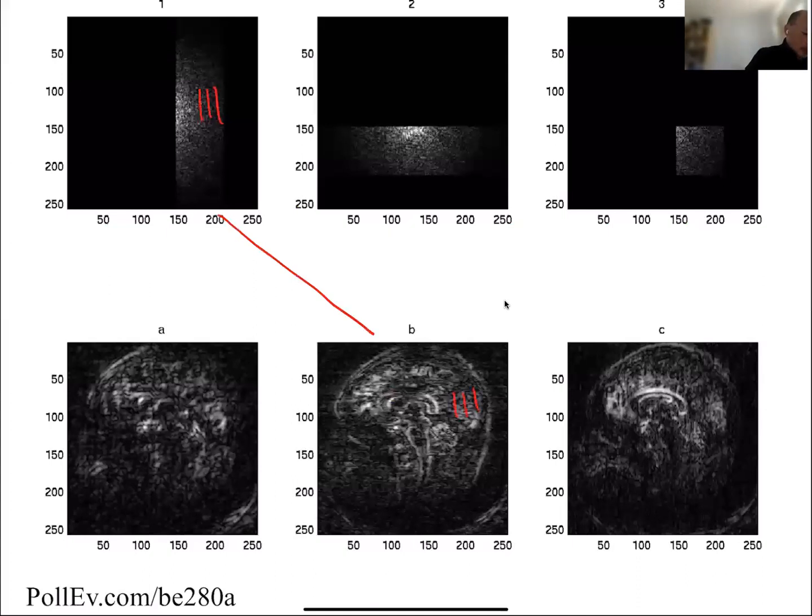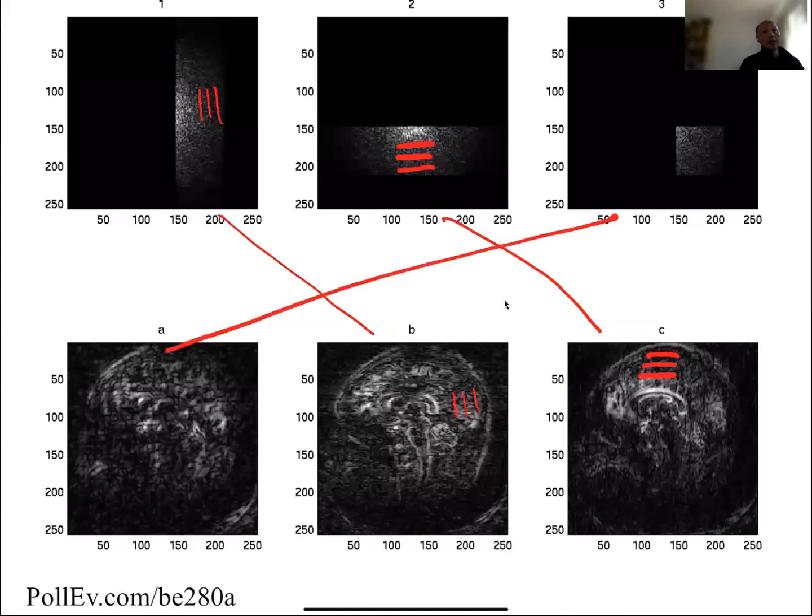And C has edges this way, right? And remember that would correspond to the Fourier transform. This is going to have edges like that. So actually two would go with C. And then three has the least amount of information, and the image in A looks the worst, so that would go there.